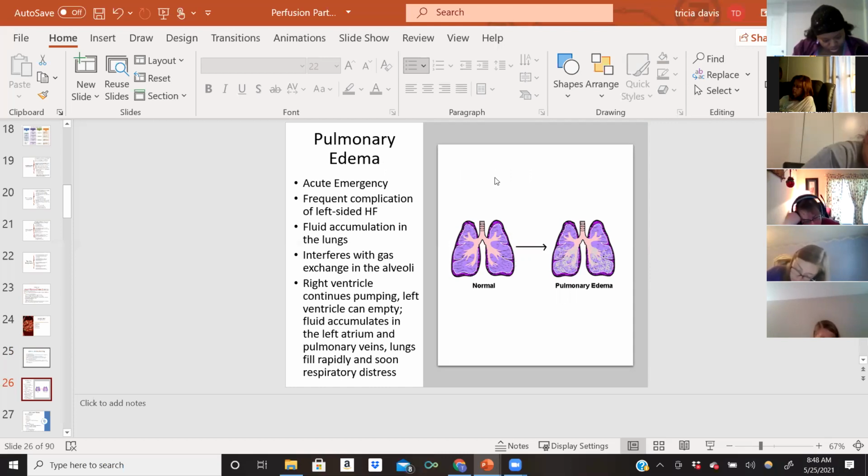So it is a frequent complication of left-sided heart failure, because remember we said in left-sided heart failure, the fluid is backing up and going into our pulmonary system, our lungs. So pulmonary edema, left-sided heart failure, fluid accumulation in the lungs. It's going to interfere with our gas exchange in the alveoli. The right ventricle continues to pump. The left ventricle cannot empty properly, and fluid is going to accumulate in the left atrium and the pulmonary veins. The lungs will fill rapidly, and we're going to see respiratory distress.